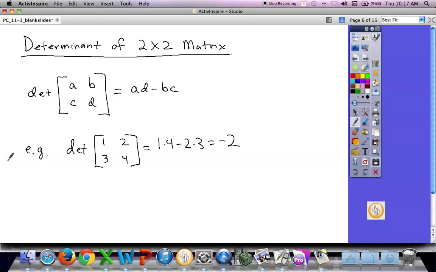Now, the reason we didn't do this when we did matrices is because the reason you do it in matrices is because for a 2 by 2 matrix, you can find the inverse by doing this operation. You take your matrix that you start with, you switch the 1 and the 4, you put minus signs in front of the 3 and the 2, and then you divide it all by the determinant.